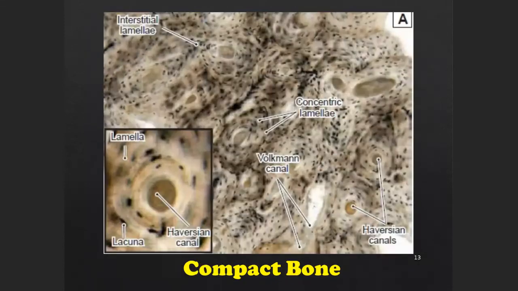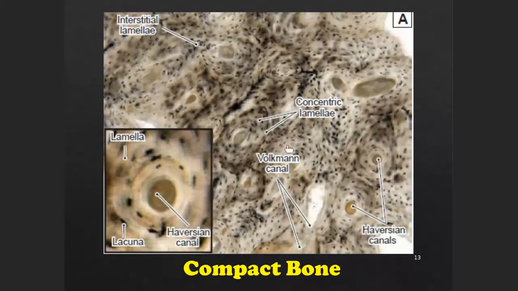Now this is the picture of your compact bone. Can you see? This is your Haversian canal. These all are your osteocytes, and they are inside the lacunae. So these all are your osteocytes. They are present in the concentric rings.